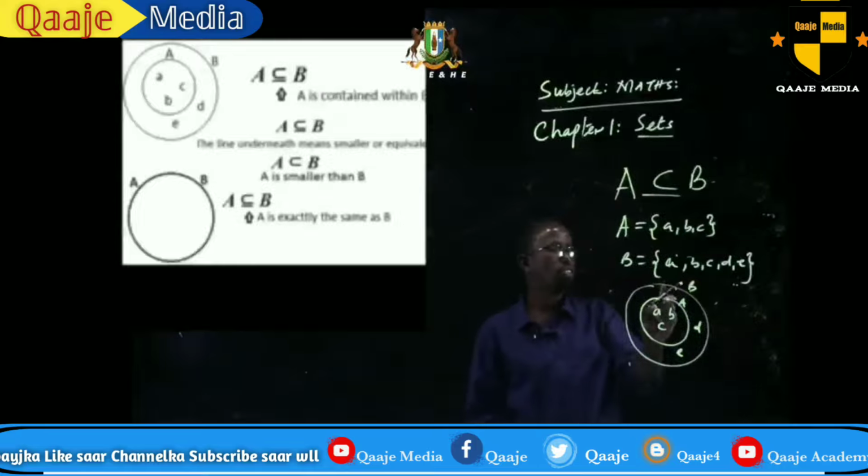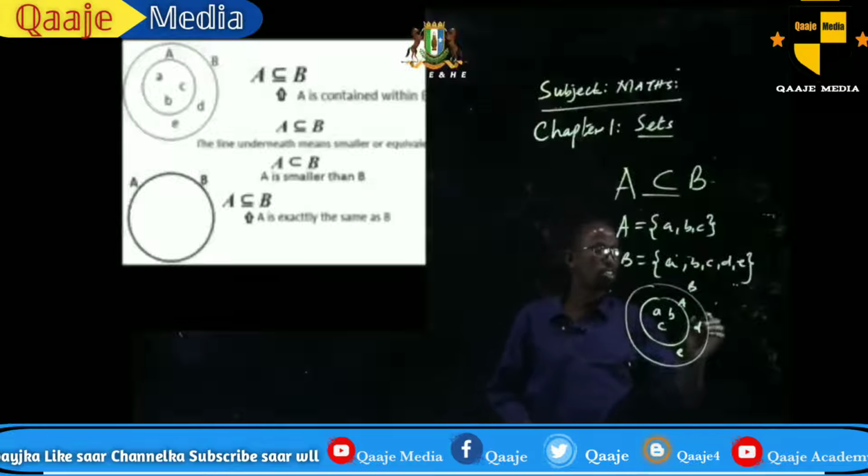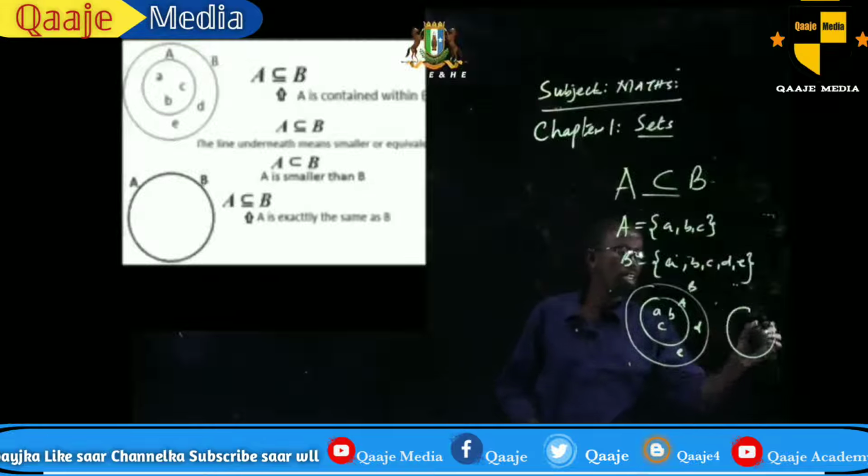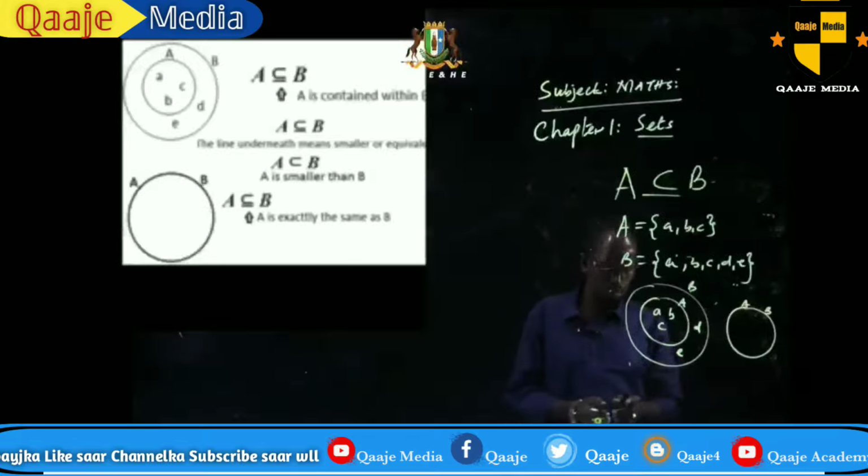A contains few elements of B, or A is equivalent to B. A is equivalent to B means when the number of elements in A is also the same as the number of elements in B. So that is A and then B.